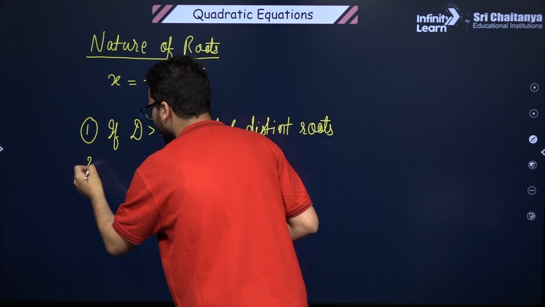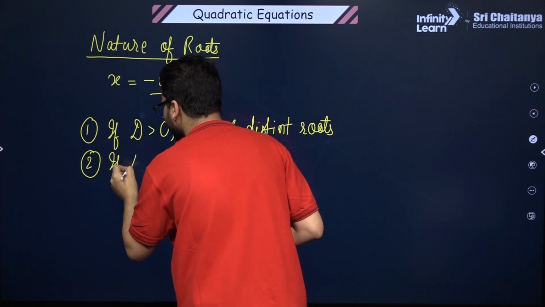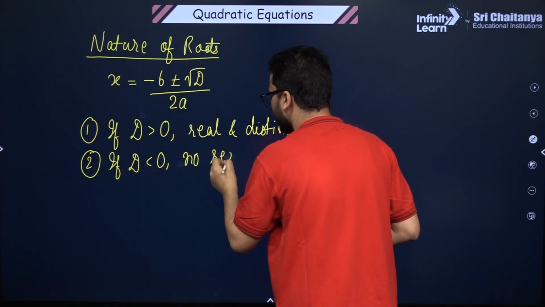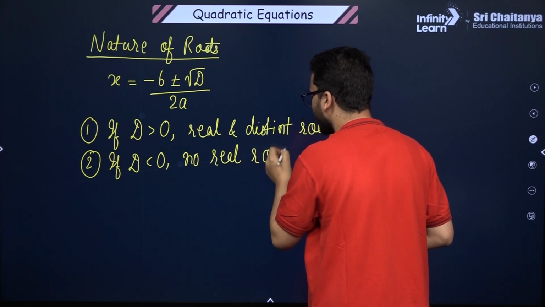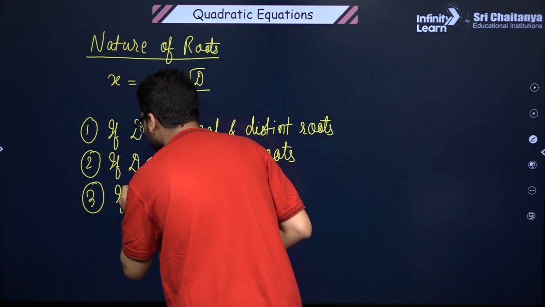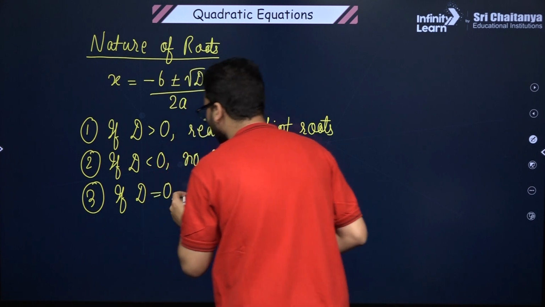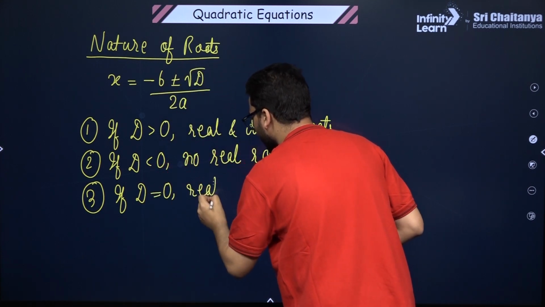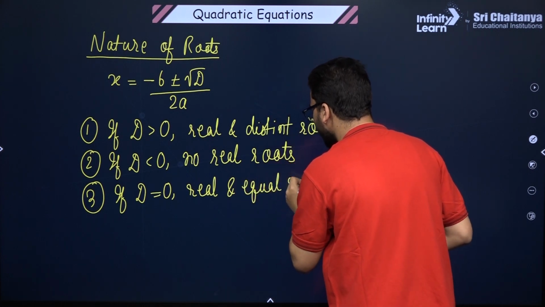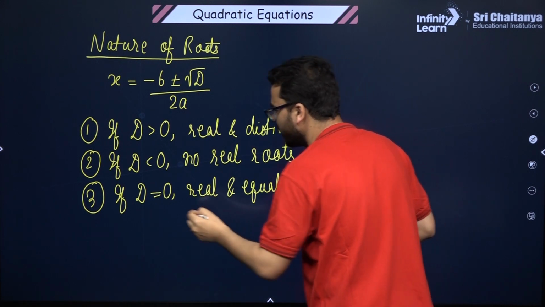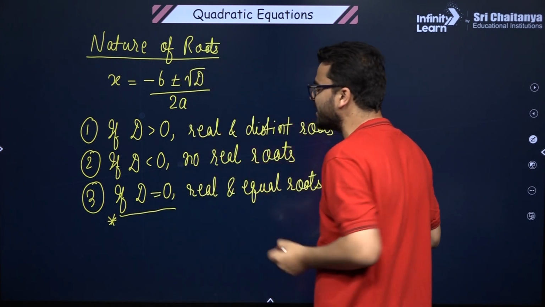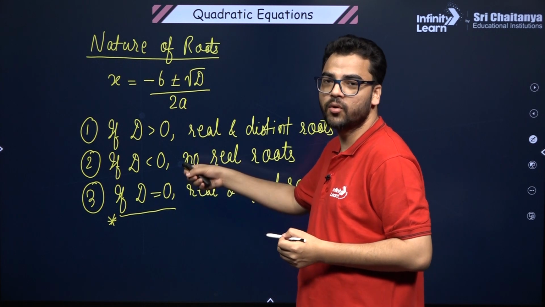And the second thing is, if discriminant is less than 0, then you have got no real roots. And the third condition is, if discriminant is equal to 0, then you have got real and equal roots. So the third condition is the most important condition if you talk about CBSE examination. The last condition is the most important.